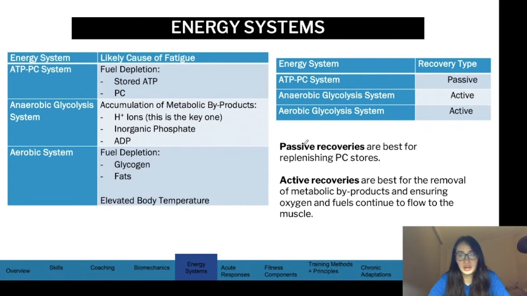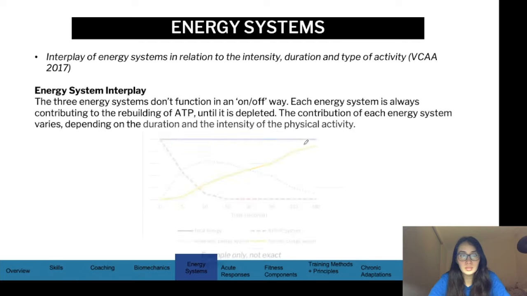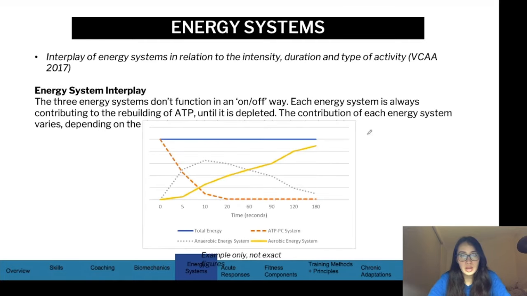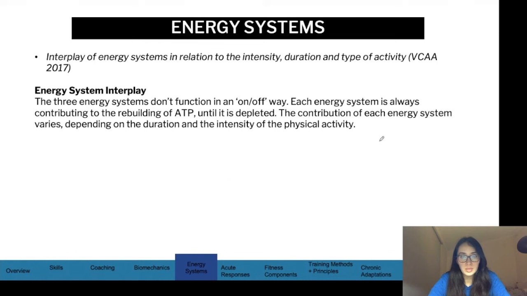Good slide. Good for revision, I recommend. Reading through it, trying your best to understand it, and recall what I just discussed. Probably when you guys download this, you can't see the word duration and intensity, so I want you guys to write down this entire sentence.